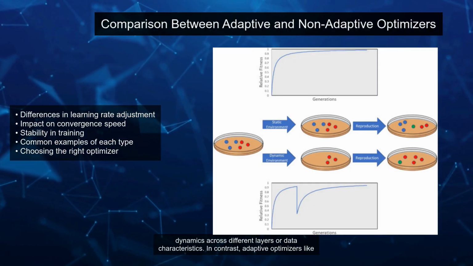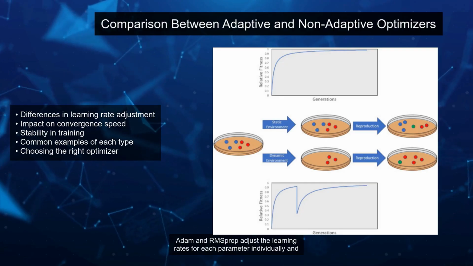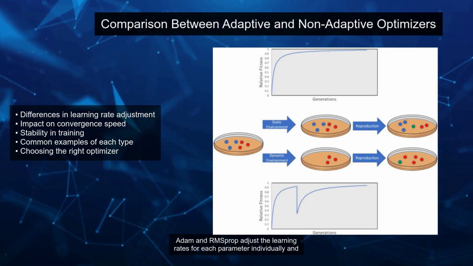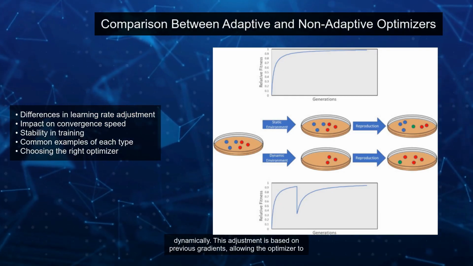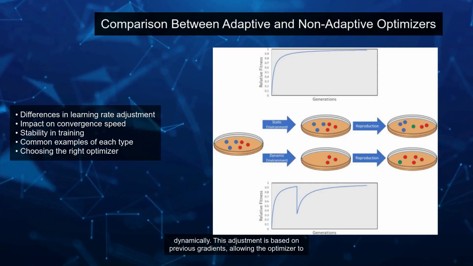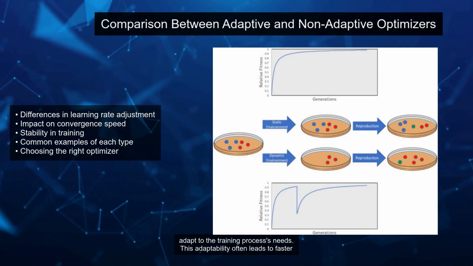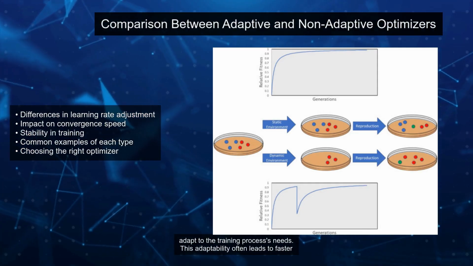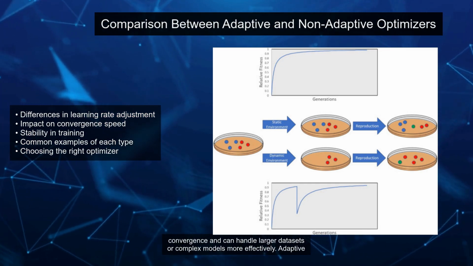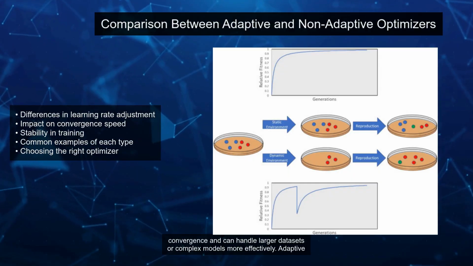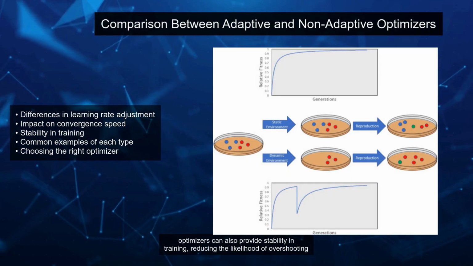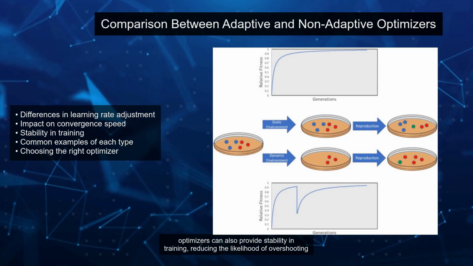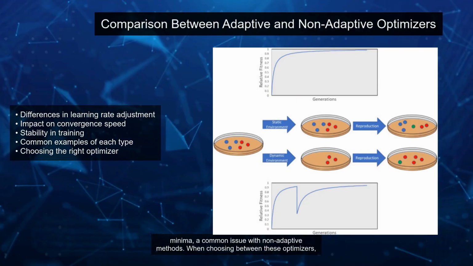In contrast, adaptive optimizers like Adam and RMSprop adjust the learning rates for each parameter individually and dynamically. This adjustment is based on previous gradients, allowing the optimizer to adapt to the training process's needs. This adaptability often leads to faster convergence and can handle larger datasets or complex models more effectively. Adaptive optimizers can also provide stability in training, reducing the likelihood of overshooting minima, a common issue with non-adaptive methods.